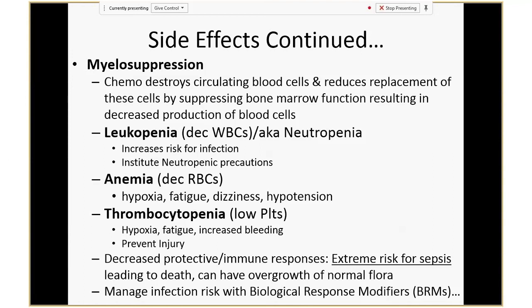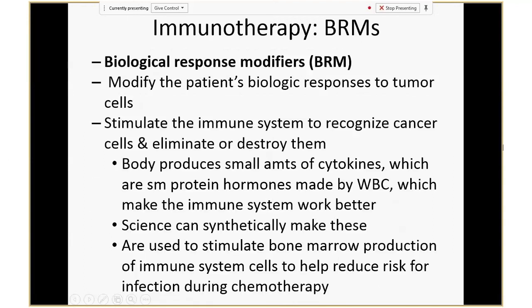You also could have a decreased protective or immune response. You have a very high risk for sepsis, because if your white count's very low, you could potentially have a high risk for getting an infection. We want to manage our infection risk with the biological response modifiers. And what those are, we'll talk about in just a second.